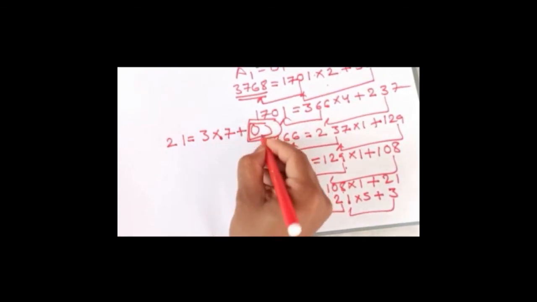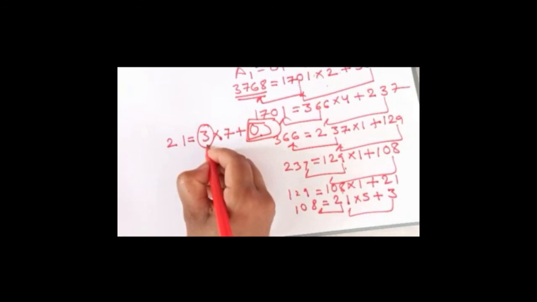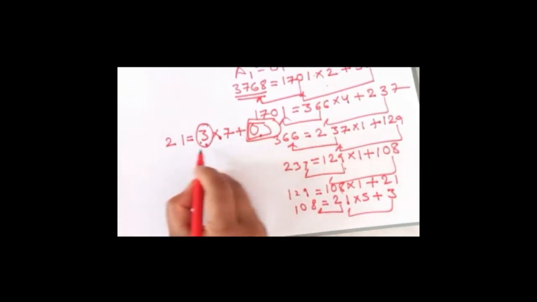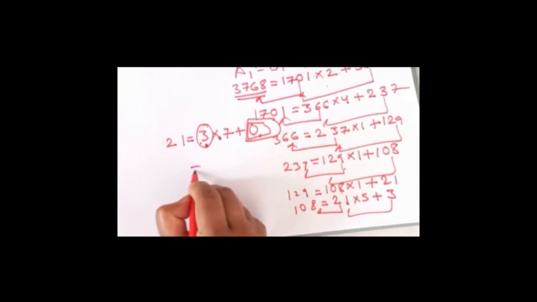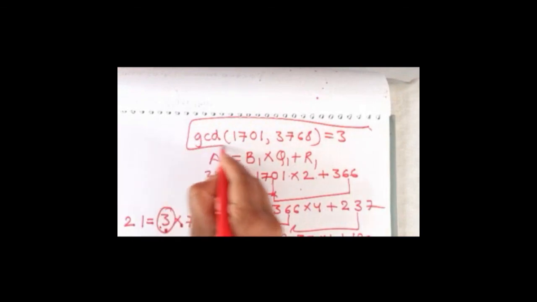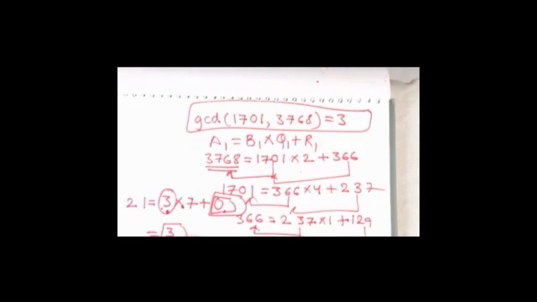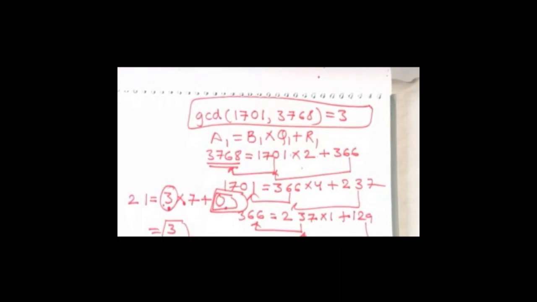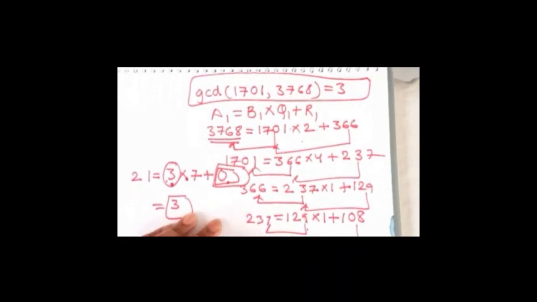The moment you get the remainder as 0, this is your answer. That is, your answer is 3. 3 is the greatest common divisor of these numbers. I hope you got the clue. This was very easy for you. Now always use this short trick, or you can also use this short trick in the exams. There's no problem in solving the question like this.